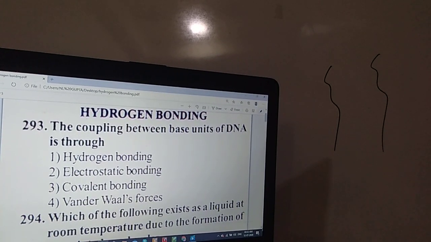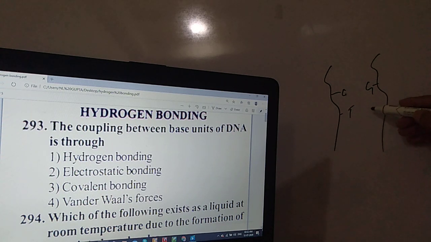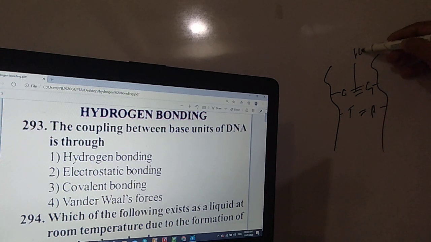So in the bases, what are there? Nitrogenous bases are there, like cytosine, guanine, thymine, and adenine. So what kind of bonds are there? These bonds are hydrogen bonding. So the two strands in the DNA are bonded by hydrogen bonding.